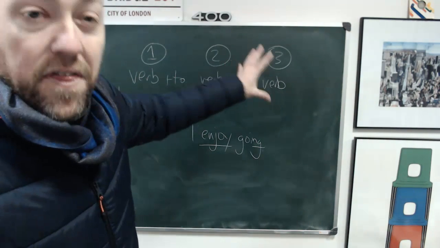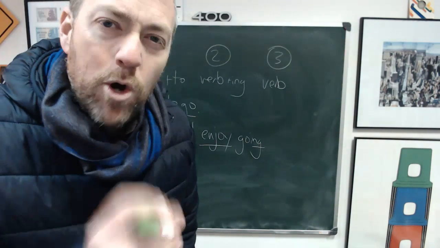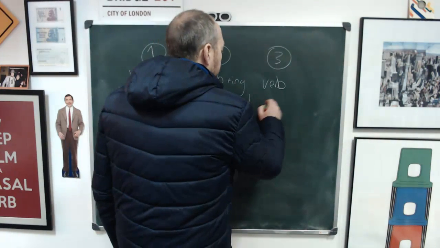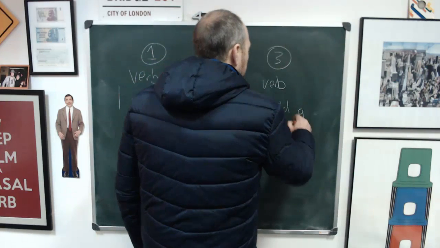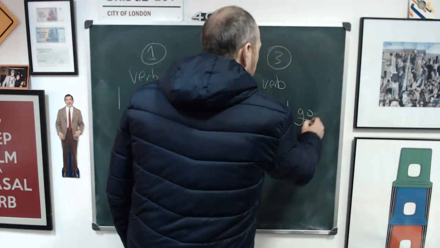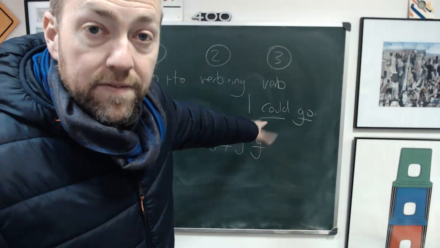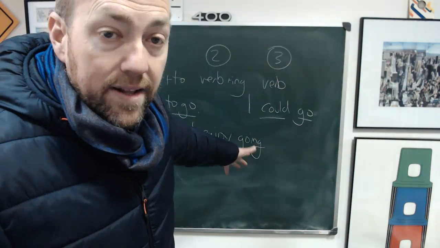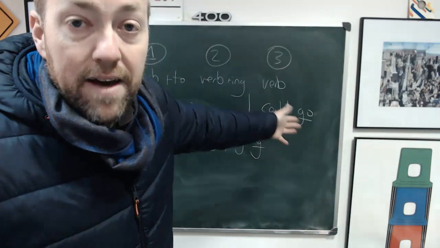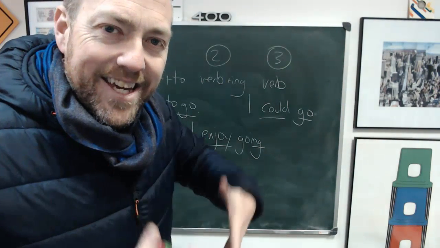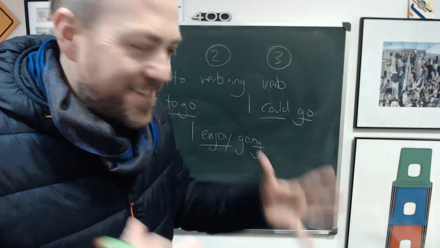Okay. The third category is the modal verbs. Okay, the modal verbs like could. You can see that when we use a modal verb like could or will or should, that we have no to and no ing, only the naked verb with no clothes.